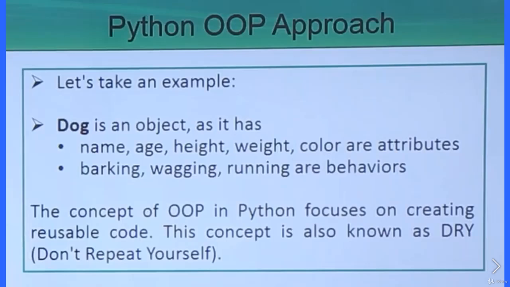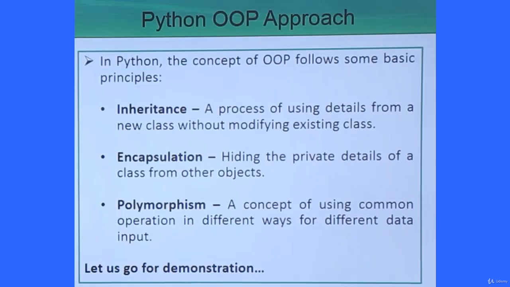In Python, the concept of object oriented programming follows some basic principles. So what are the principles? We basically have three principles. The first is inheritance, the next one is encapsulation, the next one is polymorphism. A process of using details from an existing class in a new class without modifying the existing class is known as inheritance, where the reusability of code is implemented.